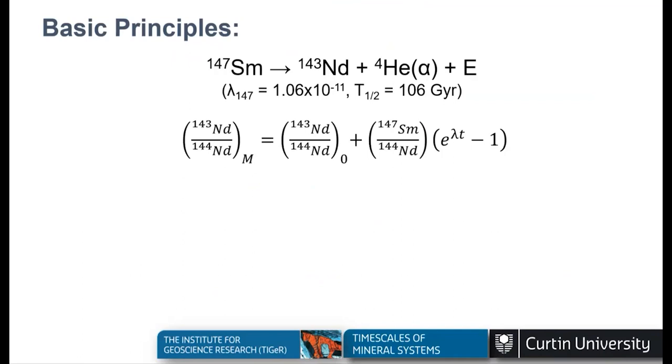So we can use that decay scheme to write essentially an equation that describes how the isotopes we're interested in will change over time, right? And that comes from our age equation. What it shows is we can measure today the composition of neodymium-143 relative to some stable isotope, neodymium-144. And that's going to be a function of how much neodymium-143 was in our sample when it was initially isolated, and how much samarium was also isolated in there at that same time, and then obviously how long we've had to ingrow neodymium.